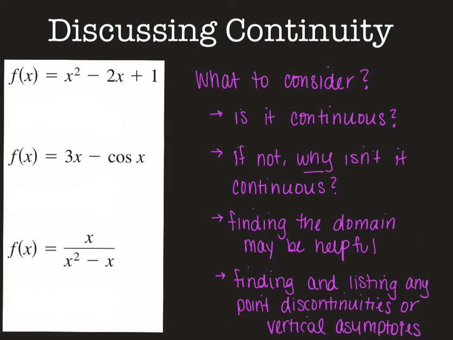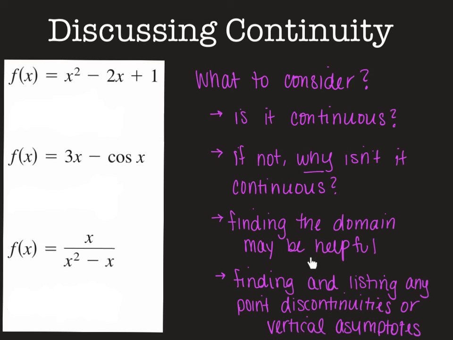So sometimes you might have directions that say, let's discuss continuity, and we really need to think about what we need to consider here. So obviously the first and foremost thing is, is it continuous? If you have a graph or if you have better knowledge, you can just first off say it's continuous or not, there you go. If it's not continuous, you need to explain why it's not continuous. Just telling me that it's discontinuous is not going to give you full credit for an answer. You need to tell me why.